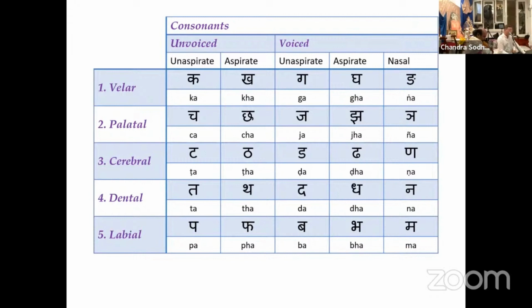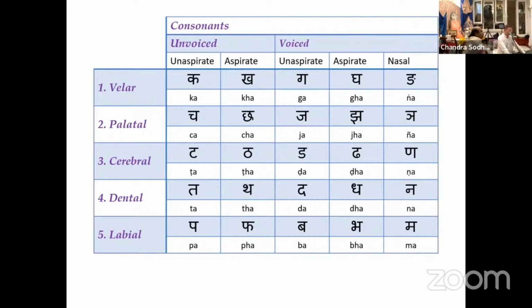Okay, next group number 3 are the cerebrals or retroflex. So we are actually turning the tip of the tongue up, and this tip of the tongue is facing the cerebrum. That's why cerebral or retroflex, because the tongue is in retroflexion, right? So that's why ta, tha, da, dha, na. So you need to actually pronounce these sounds by touching the roof of the mouth with the tip of the tongue, right?